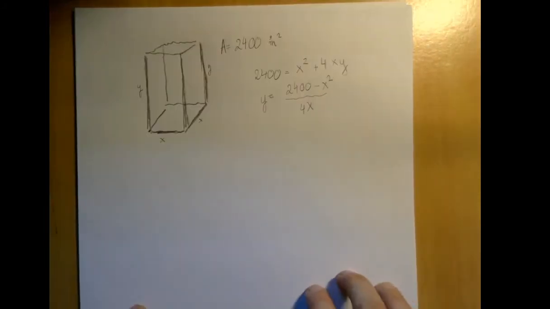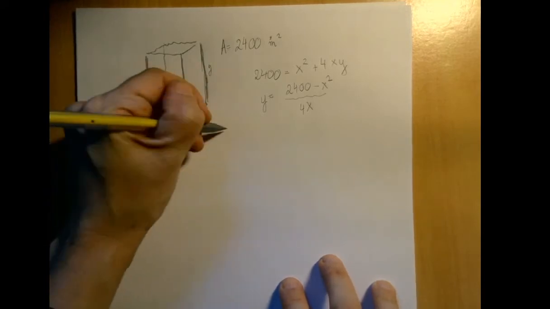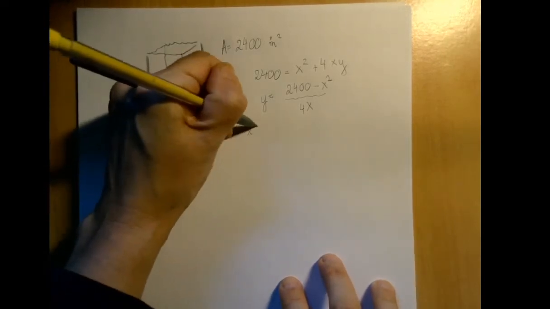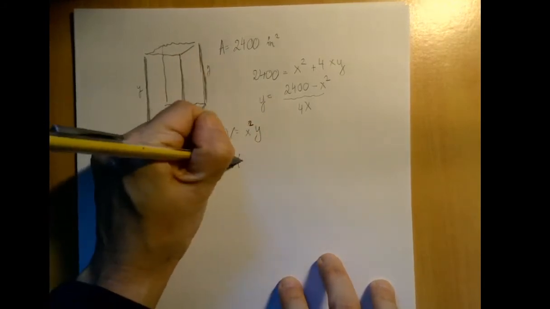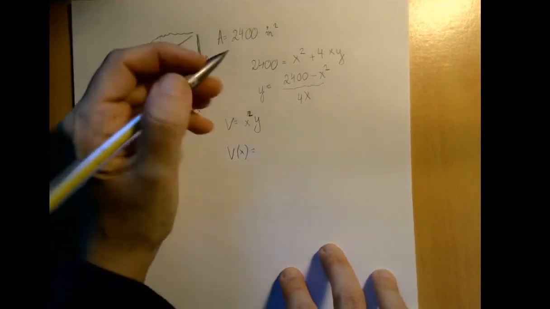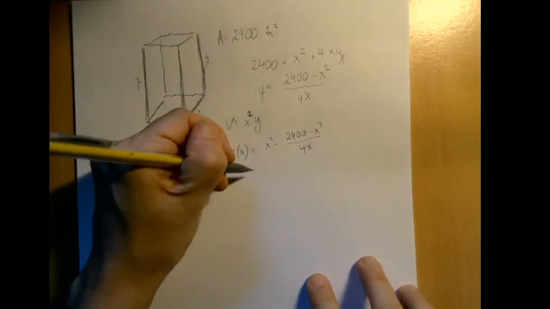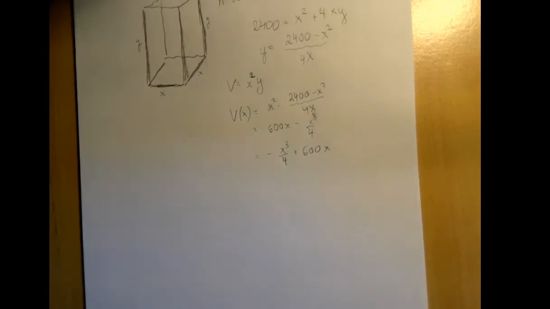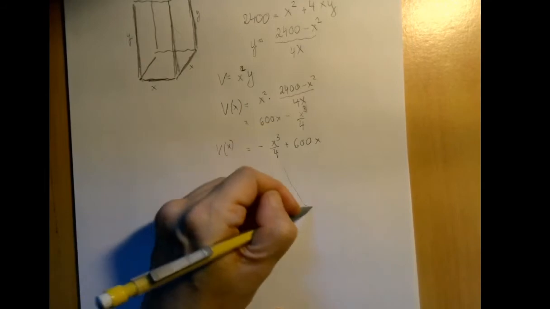We're looking for the maximum volume. The volume of an object like this is base area times height, so the volume is x squared y, and we have an expression in terms of x for y, so we can write the volume as a function of x. It's x squared times 2400 minus x squared divided by 4x. So we distribute, so we have an upside down cubic polynomial, which we know usually looks like this.